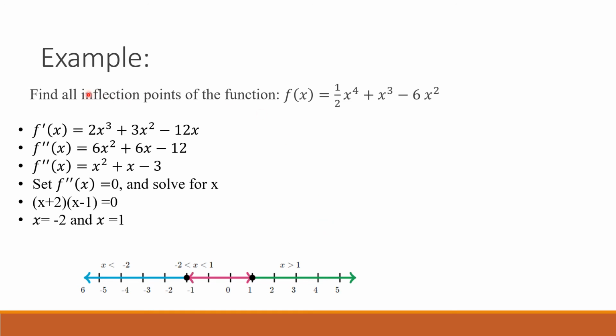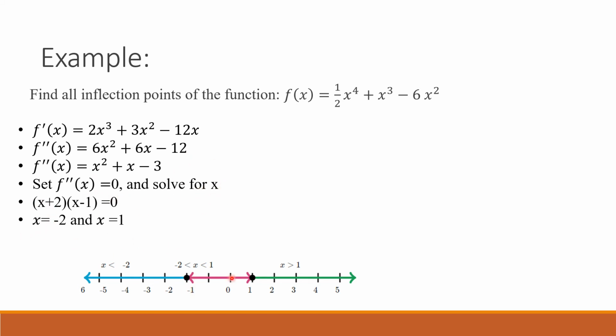So let's check this example. Find all inflection points in this function. So inflection point means I need to check concavity, and if there is a change in the concavity, it will be an inflection. To find concavity, I need to set the second derivative to 0 and solve for it and check the sign of it. So here is the first derivative of the function. So it's going to be 2x cubed plus 3x squared minus 12x. Second derivative will be 6x squared plus 6x minus 12. I will set it to 0. I will solve for x. I found x equals negative 2, x equals 1.